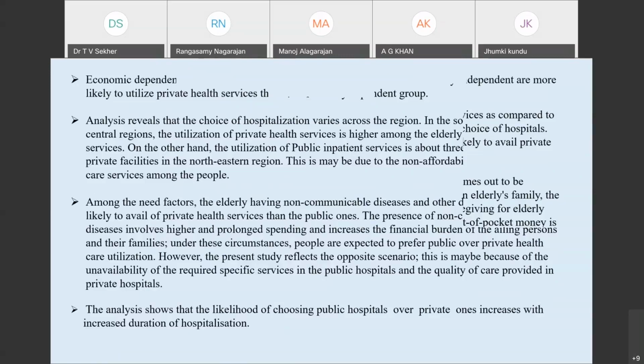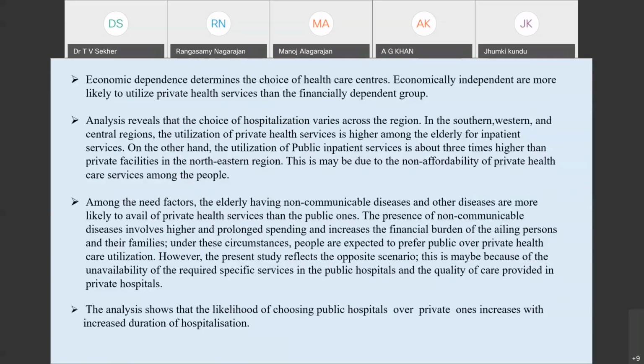The analysis also revealed that the choice of hospitalization varies across the regions. In the southern, western, and central regions, the utilization of private health services is higher among the elderly as compared to public services.